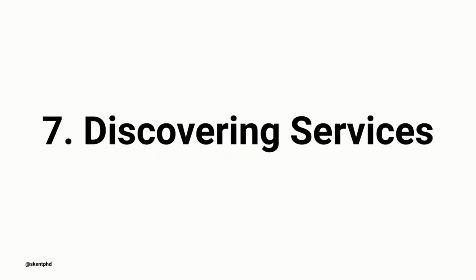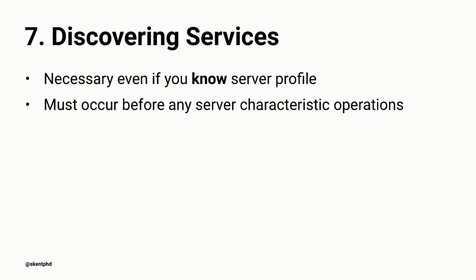Okay, so now we've talked about queuing. Everything else will have to happen within the context of that queue, and the first thing after connection is that you have to discover the services on the device. This to me is a weird step because if I'm looking at a profile for a device, I already have a list of all of the services that it should have and all the characteristics that those services should have. So it's not super clear to me why we need this step, but we do. This is necessary even if you know the server profile out of band, and it must occur before you do any interaction with characteristics or descriptors.